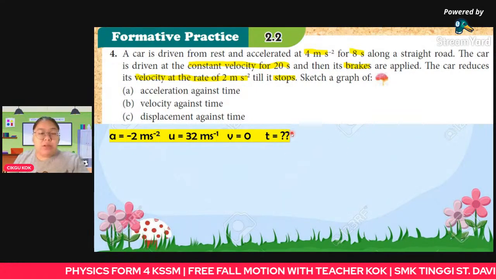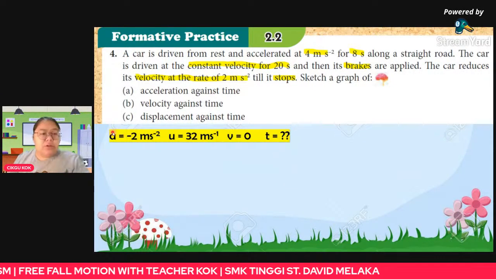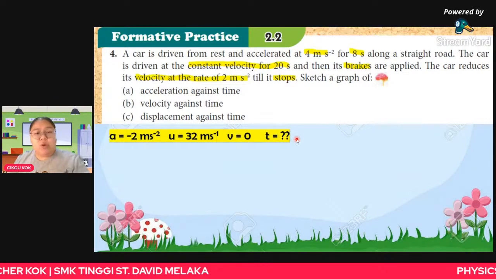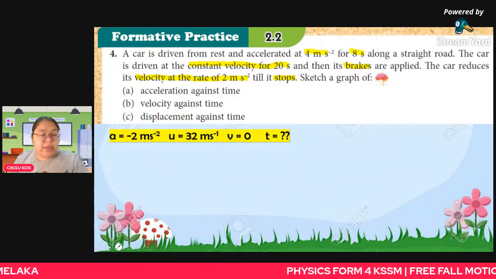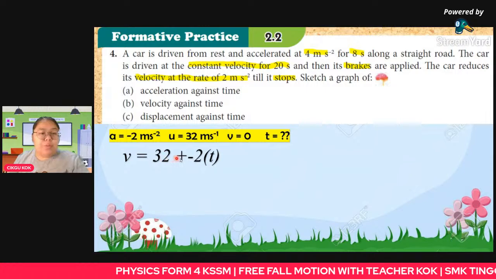Okay, last one, they stop. They take how long to stop? They ask about the time. So from here, they never mention displacement, is it? So which one has no displacement? Still the first one, is it? The first equation. So we still apply V equals U plus AT.